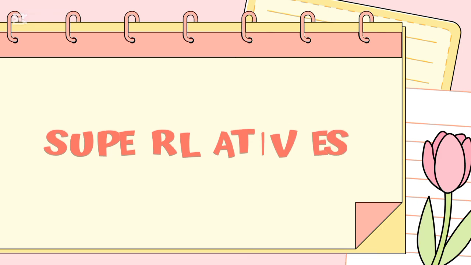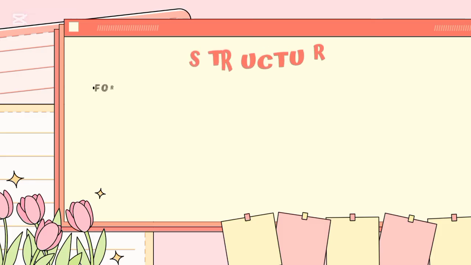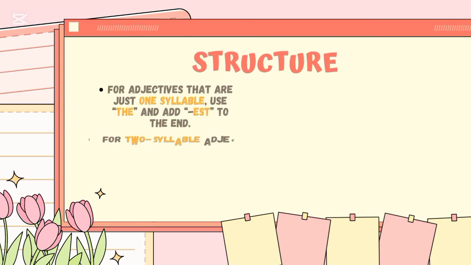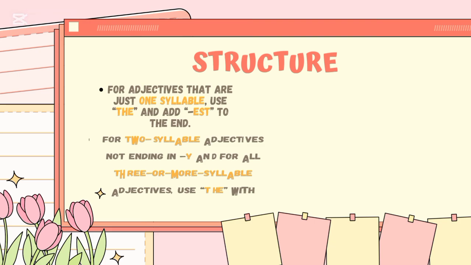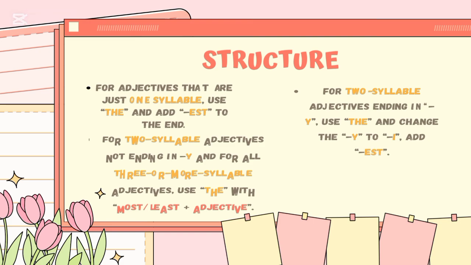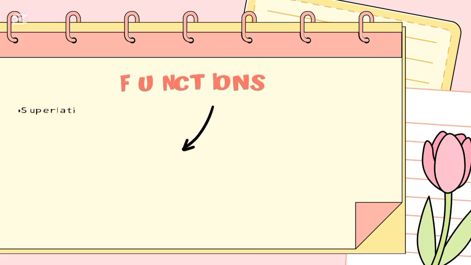Finally, let's look at its superlatives structure. For adjectives that are just one syllable, use the and add est to the end. And for two-syllable adjectives not ending in y, and for all three or more syllable adjectives, use the with most or least plus adjective. And for two-syllable adjectives ending in y, use the and change the y to i and add est.